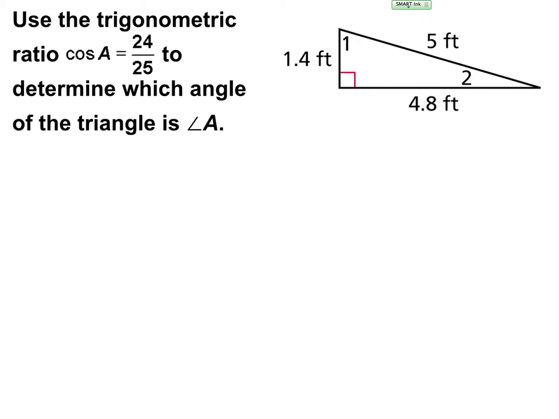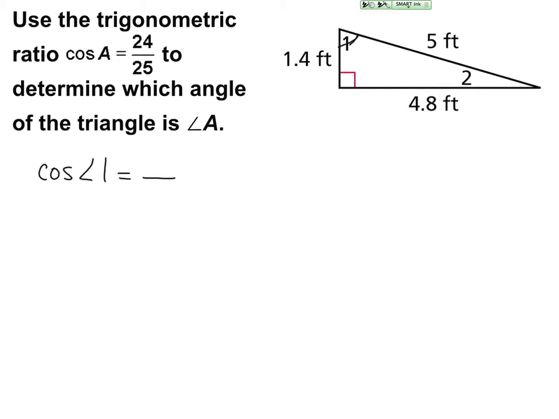Well, cosine is what over what? Cosine is the adjacent leg over the hypotenuse. So let's go with angle 1. If we did the cosine of angle 1 in this picture, what's the adjacent leg? 1.4 feet. You guys see where he's getting that?